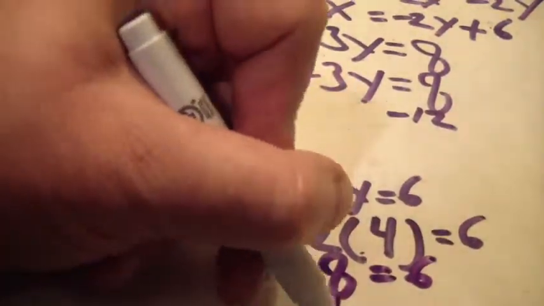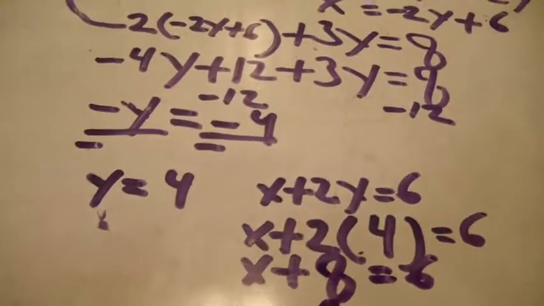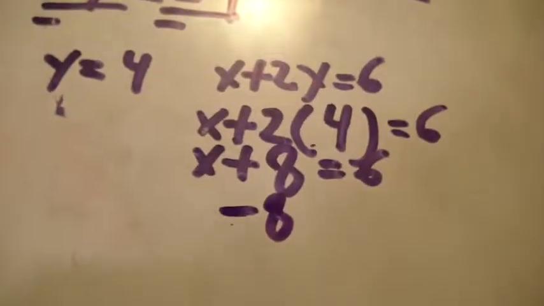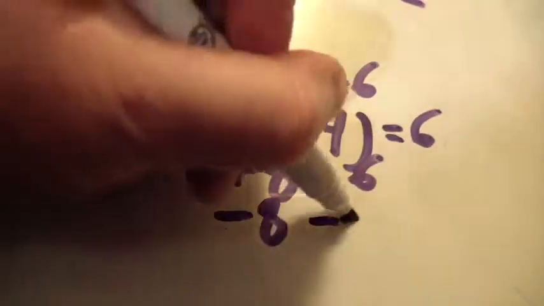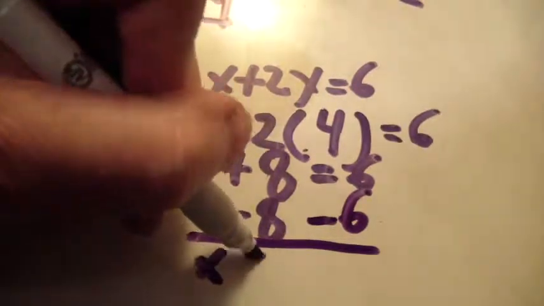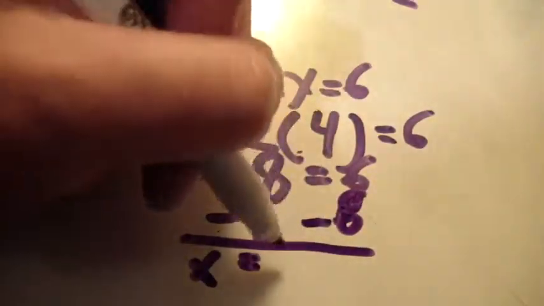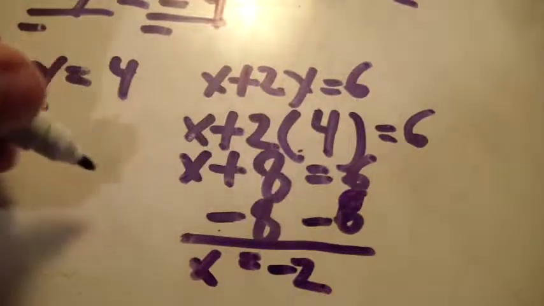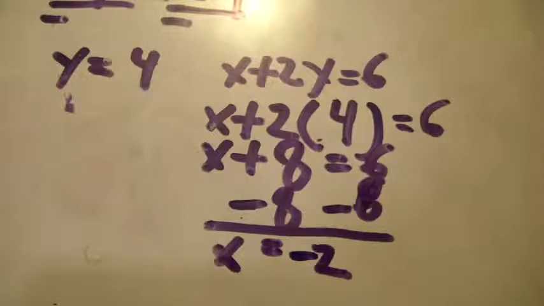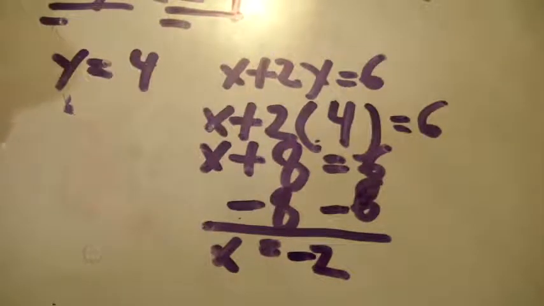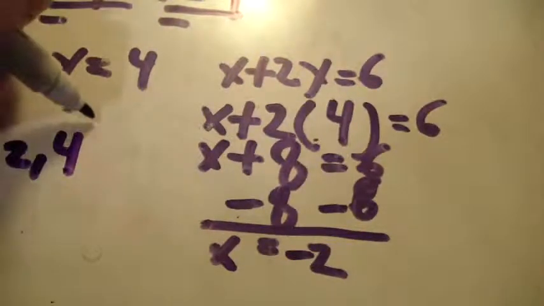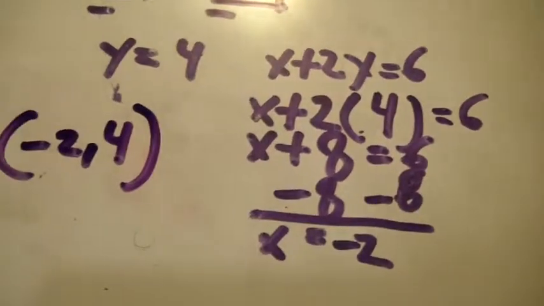Let's minus 8 from both sides, giving you x equals negative 2. So we know x equals negative 2 and y equals 4, or you can put it in ordered pair: negative 2, 4.